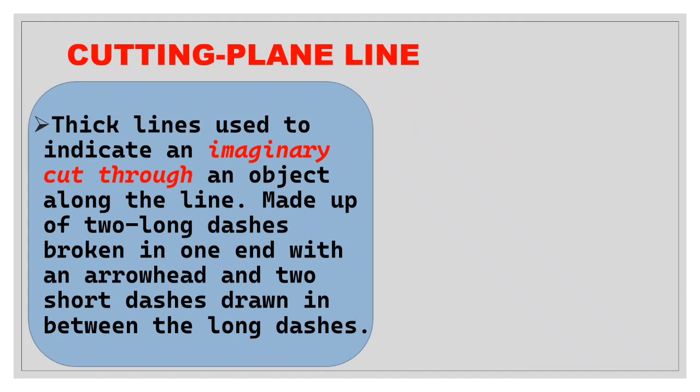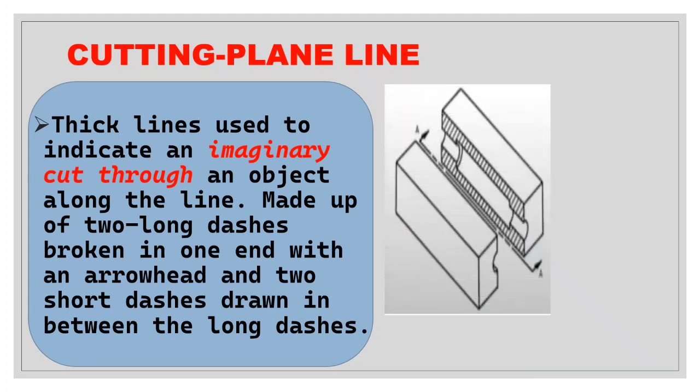And lastly, we have the cutting plane line, a thick line used to indicate an imaginary cut-through of an object along the line, made up of two long dashes broken in one end with an arrowhead and two short dashes drawn in between the long dashes.